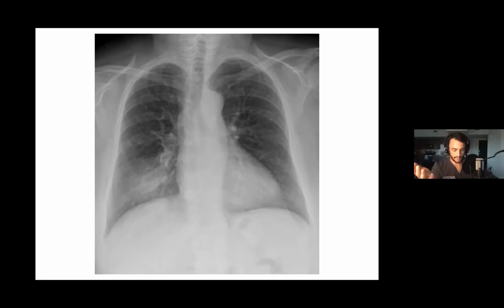He's a smoker, obviously. On physical exam, you walk in the room, he's distressed. He's sitting up in bed. He looks a little bit blue too. That's how you can tell he's got decreased oxygen. And the rest of the exam is pretty unremarkable.